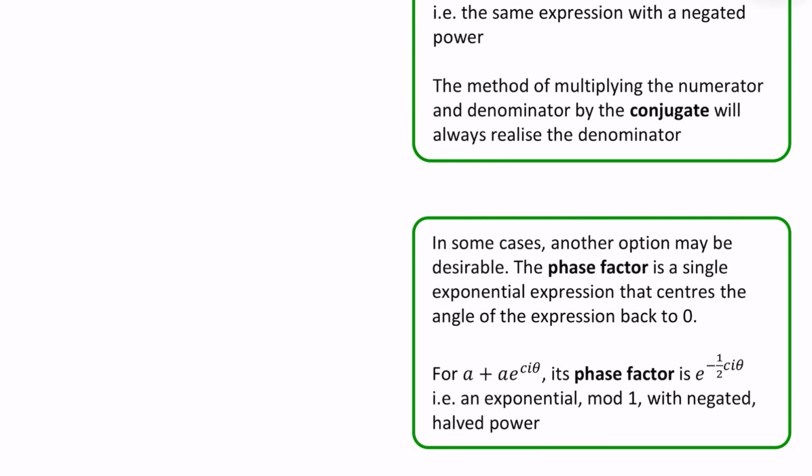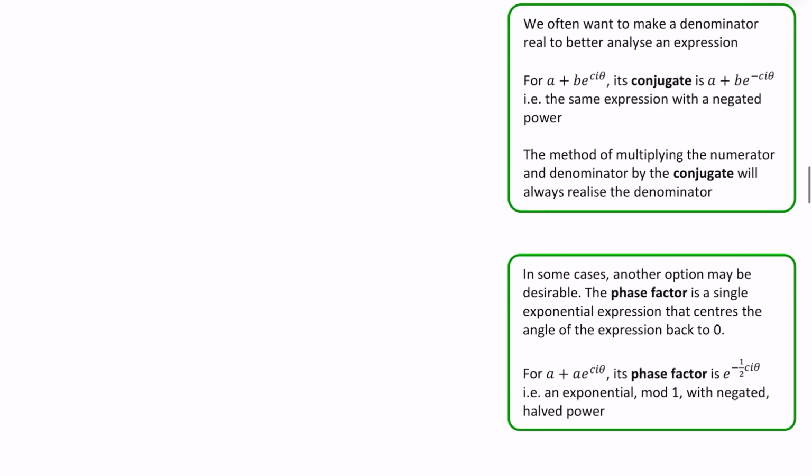This is something that I've learned, and the name for this is called the phase factor. It is a single exponential expression that centers the angle of the expression back to 0. Now, this phase factor will only work on expressions of this form, where it is a plus a e to the i theta. In other words, these two numbers have to be the same as each other.